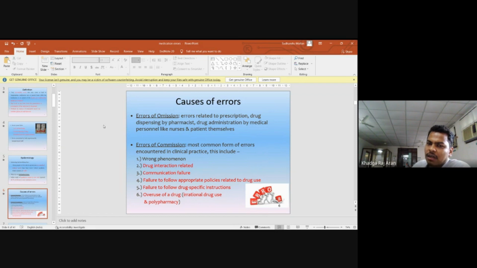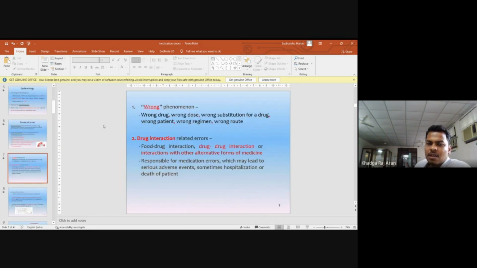Next, last among these errors of commission, is the overuse of drugs, that is the irrational use of antibiotics, irrational use of drugs, or we can say polypharmacy. If the patient is taking more than two medicines at the same time, that is known as polypharmacy. The first one is the wrong prescribing, including the wrong drug, wrong dose, wrong substitution for the drug, a wrong patient, a wrong regimen, and wrong route of administration that may lead to medication error.